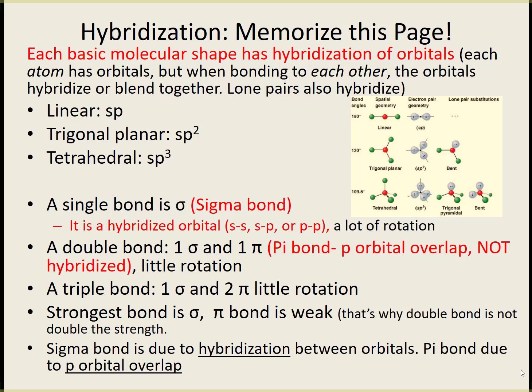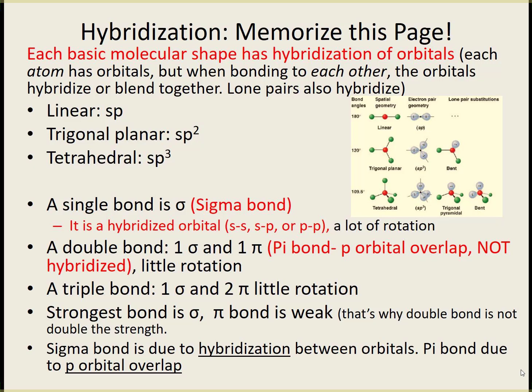Hybridization is the blending of orbitals. When atoms bond together, their orbitals blend, and they call it hybridization. If you memorize everything on this page, you should do well in the class homework and the class exam and also the AP test. On the AP test, it's a memorization question.